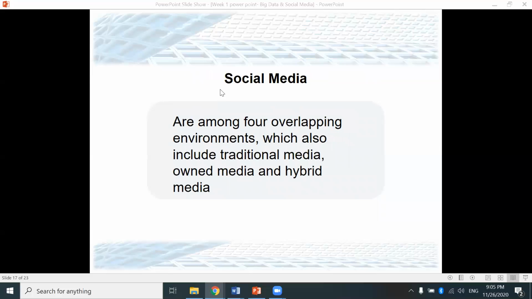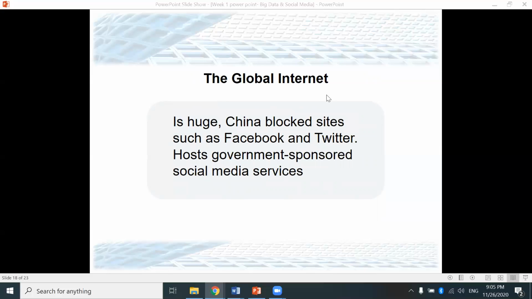So social media are among the 4 overlapping environments, which also include traditional media, own media, and hybrid media. With social media, people can now do journalism and share their ideas and news.